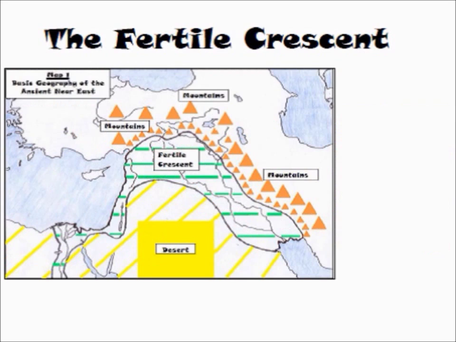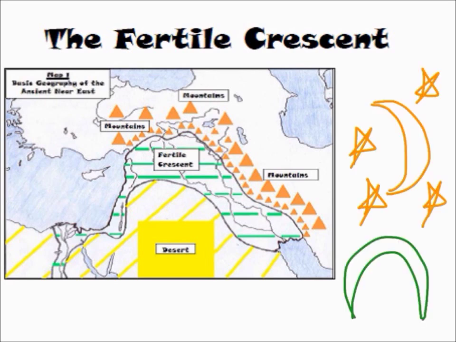Notice the green section of this map. This green area is called the Fertile Crescent. The Fertile Crescent is a narrow strip of fertile land that is shaped in the form of a crescent or a semicircle in the ancient Near East. It's kind of like a crescent moon, only this crescent is facing downward.